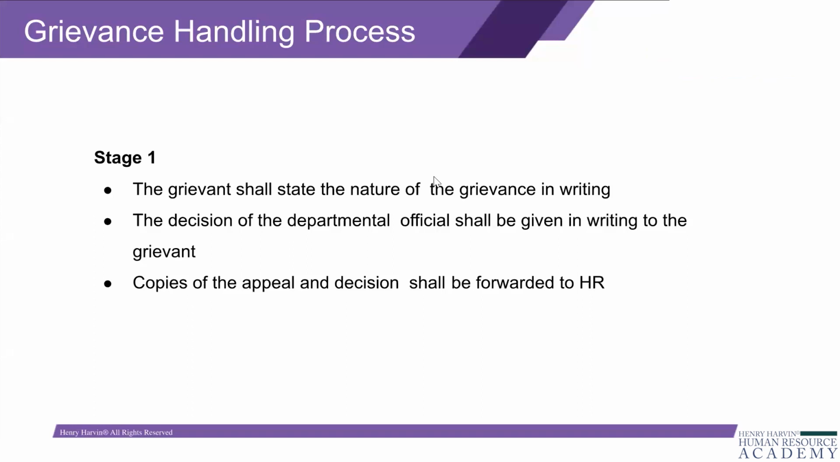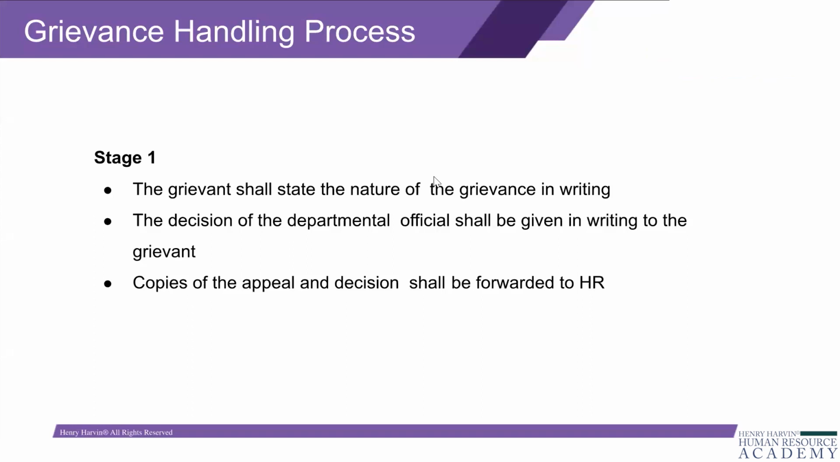And that decision should be given in a written format to the employee who has raised the complaint. Okay. Next, copies of the appeals and decisions shall be forwarded to HR. So after giving the decision in a written format to that particular employee, a copy of the appeal, the copy of the complaint, and the decision on that complaint should be given to the HR department. That is stage 1.